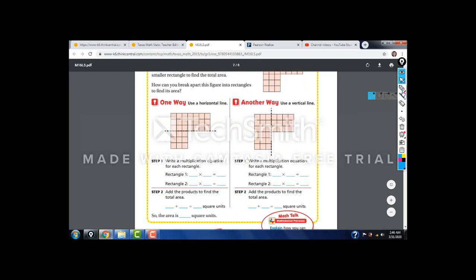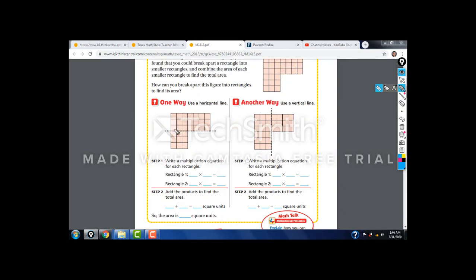If they did this one here, let's find the area. We'll call this one 1. So 1, 2, 3. Rectangle 1 is 3 by 1, 2, 3, 4, 5, 6, 7. The area for that rectangle is 21. The area for the next one is 1, 2, 3, and the width is 3. That's 9. When I add the 2 products, 21 plus 9, I get 30. So the area is 30 square units. I can also find that answer by counting every single square unit, and I should be able to get 30 also.